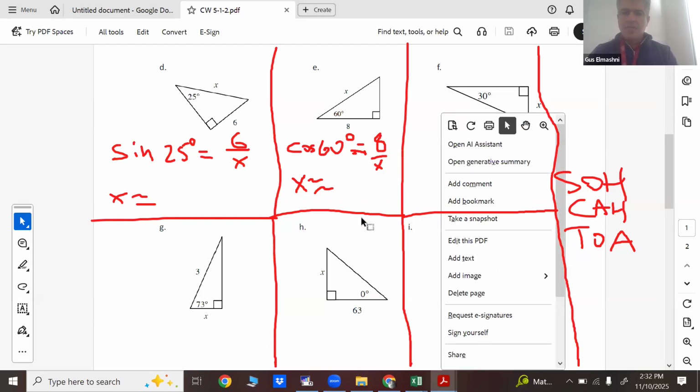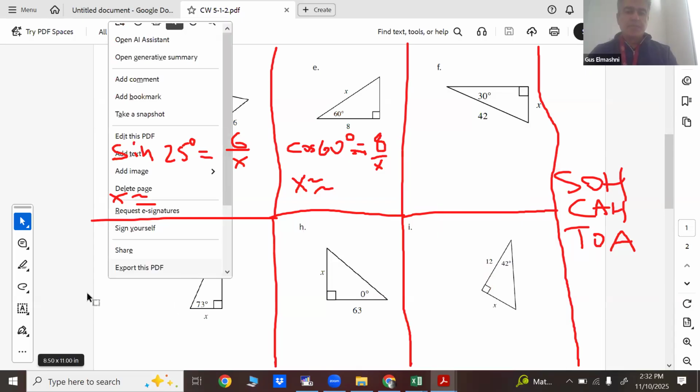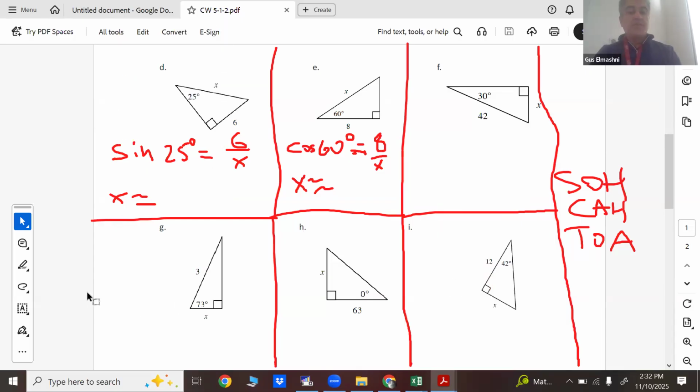Why is that one cosine? Because 8 is adjacent to 60 degrees. Adjacent means next to, opposite is across, and hypotenuse is always the one opposite the right angle. Okay, let's do F. Okay, X.